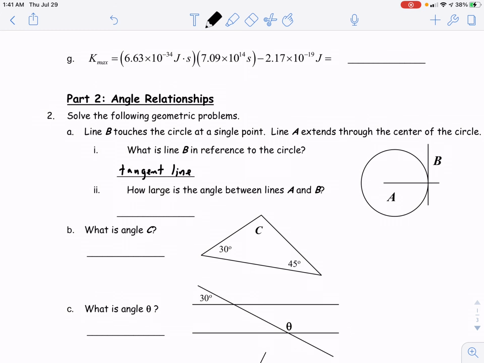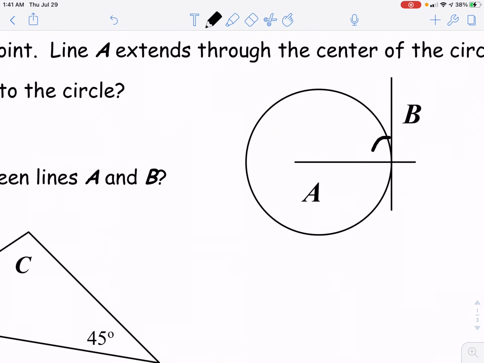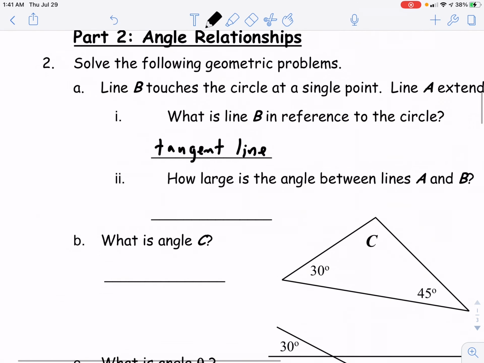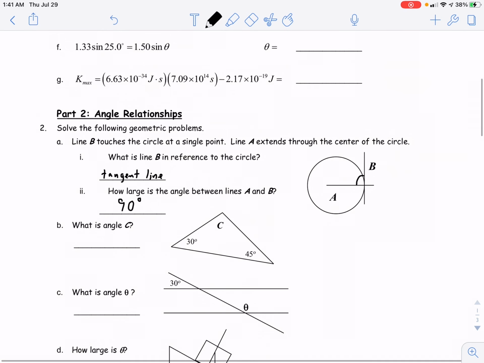How large is the angle right here between line A coming through the center of the circle and line B, the tangent to the circle? Well, that's 90 degrees. Those two lines are perpendicular to each other.